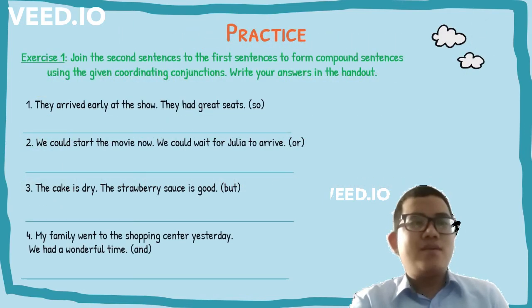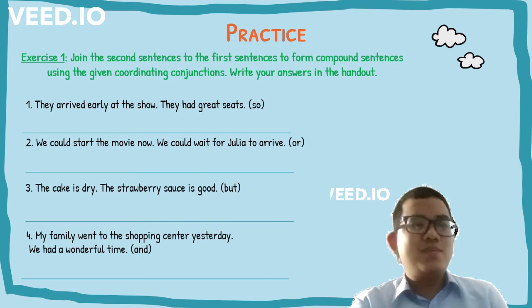For the remainder of the video, we are going through some practice, 3 exercises to be exact. Here's the first one. For this exercise, you are given two sentences and a coordinating conjunction, and you are going to form a compound sentence. Take number 1 as an example.